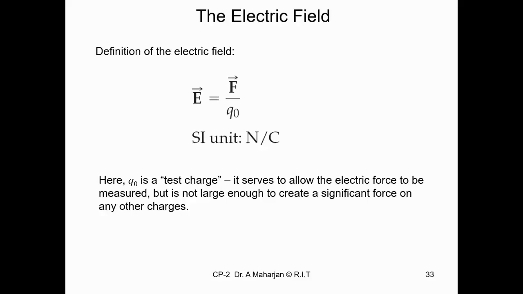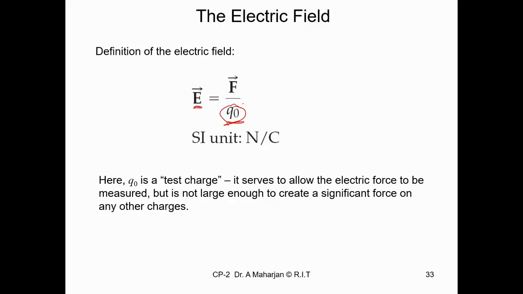So the mathematical definition of electric field is just the force experienced by the test charge. Q naught is a small test charge placed at that point, because in order to feel the force you have to put a small test charge. Test charge is just like a sensor. Its standard unit is newtons per coulomb, where coulomb is the unit of charge. This is the mathematical definition of electric field.